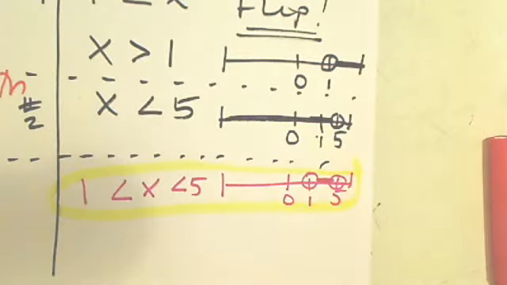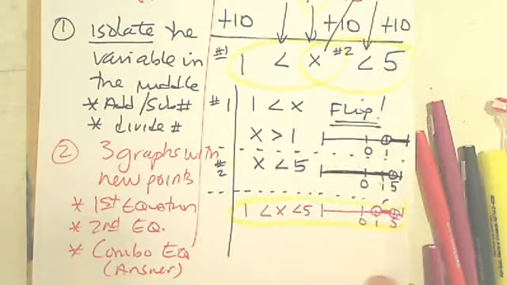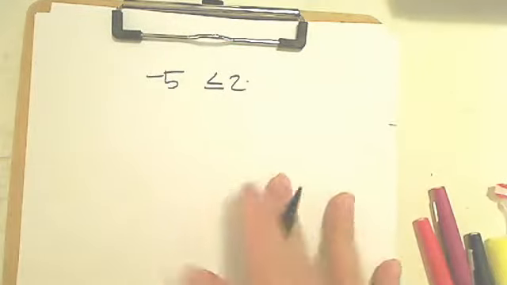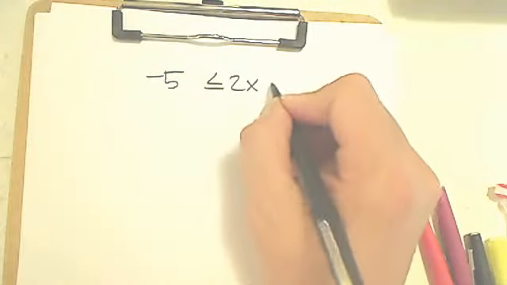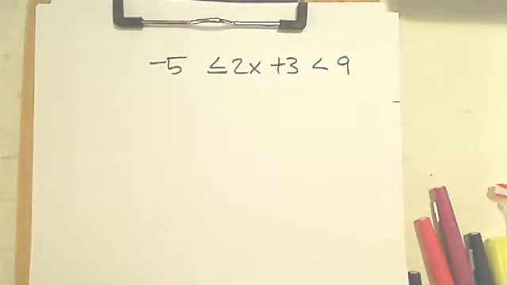Okay. So let me give you one to do yourself, and then we'll talk. This is confusing at first, but it will be pretty easy. Questions on this one? Questions on the shading? Okay, do this one on your own. I'll walk around, because I really need to know that you know how to do this. Negative 5 is less than or equal to negative 2x plus 3 is less than 9. The signs are different now.